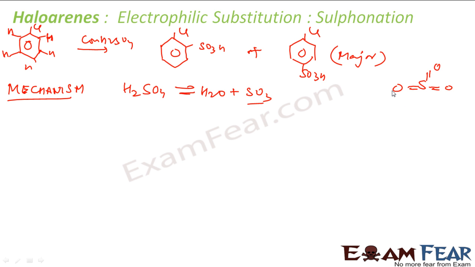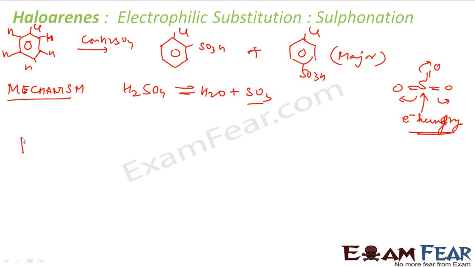Why? Because oxygen is electronegative, and oxygen will try to pull electrons towards itself, away from sulfur. So sulfur will be devoid of electrons. Sulfur will be electron hungry. If sulfur is electron hungry, that means it is electrophilic. Correct? Why? Because sulfur is not having any charge, but still all the oxygens will try to attract electrons toward themselves. Sulfur will become electron hungry.